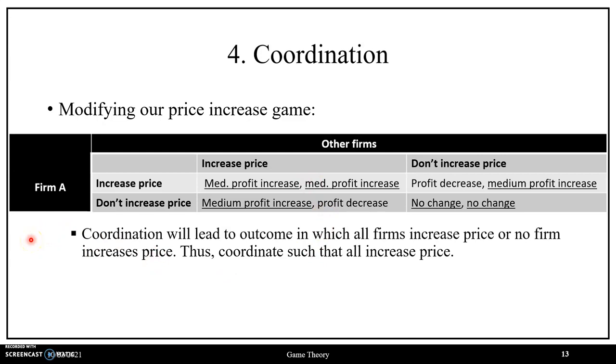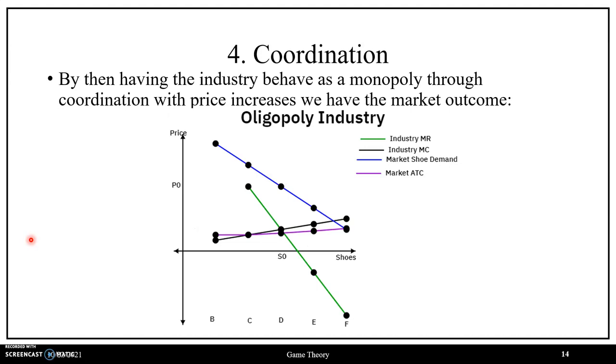So in regards to this coordination, we will then have the case that they will coordinate such that they will increase prices as opposed to having no change in their prices. So we ensure that we get that upper left-hand solution, where with that solution, we then have the oligopoly industry behaving as if they were a monopoly through this coordination of price increases.